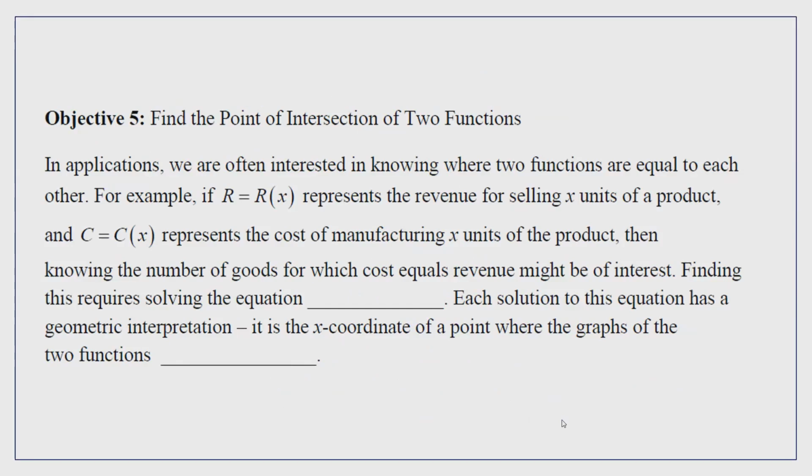Objective 5, find the point of intersection of two equations. In applications, we are often interested in knowing where two equations are equal to each other. For example, if R equals R of x, which represents the revenue for selling x units of a product, and C equals C of x, which represents the cost of manufacturing x units of the product, then knowing the number of goods for which cost equals revenue might be of interest. So finding this requires solving the equation R of x equals C of x.